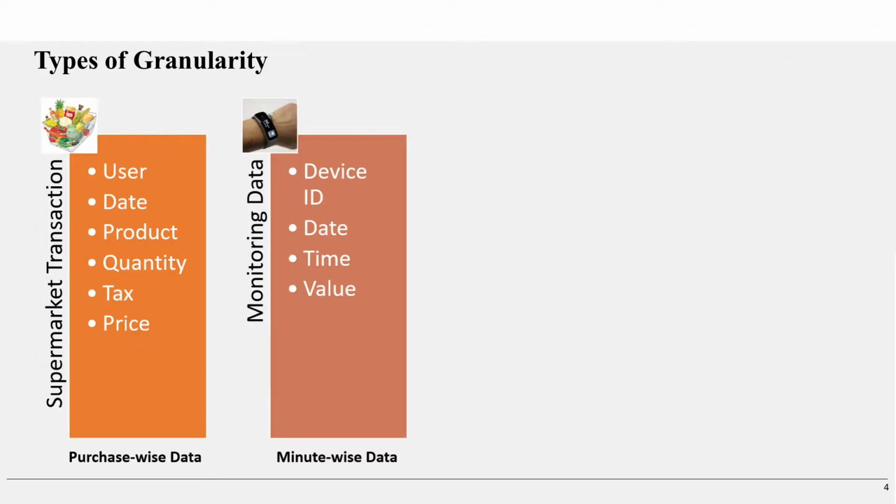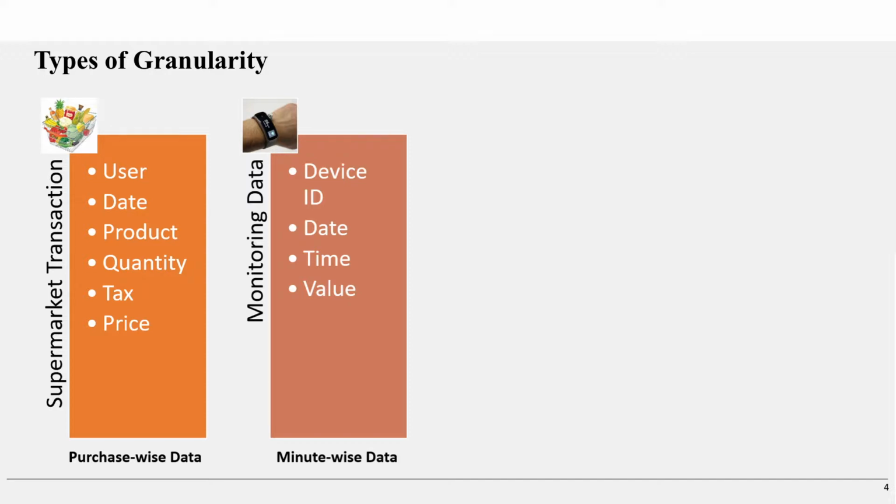Let's consider another example from a wearable device, which continuously monitors the heartbeat rate. In this scenario, the device might record heartbeat rate once in every minute or once in every hour. Here, the data will be either minute wise or hour wise. Likewise, every data will have its own granularity.